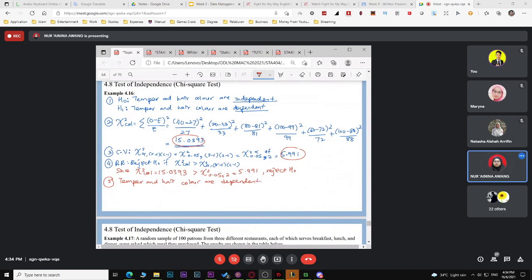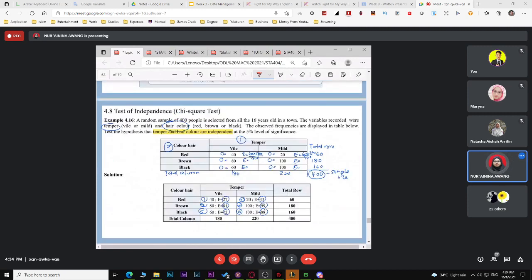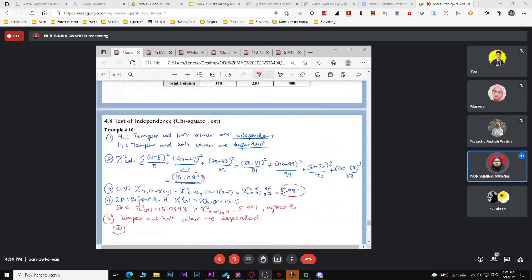Or you can also write your conclusion. As we know, the question asks whether temper and hair color are independent. But when we test, we reject our H0. So we say that the hair colors are dependent.